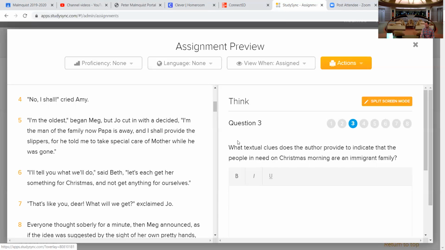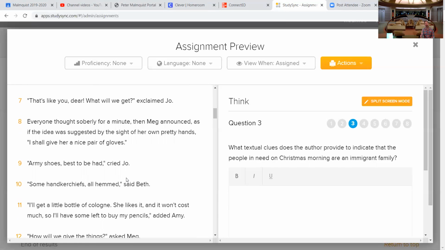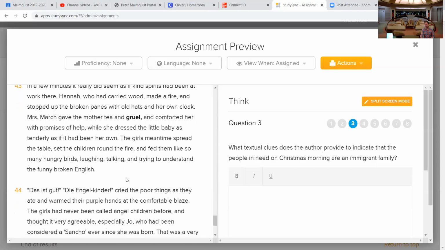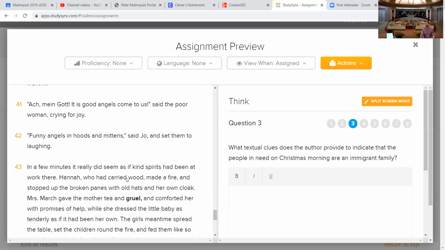So I would like you to go down to paragraphs 41 and 43. Okay. Paragraph 41. "Ich mein Gott. It is good angels come to us," said the poor woman, crying for joy. So here we have this woman speaking a different language, right? Does that give us a clue that this is an immigrant family, and why? Okay, paragraph 43.